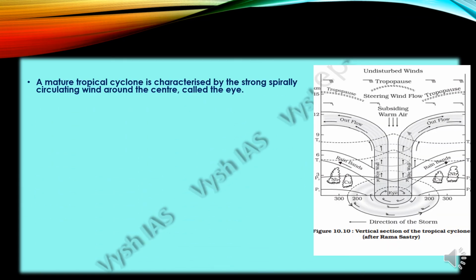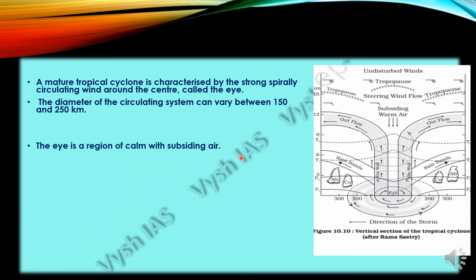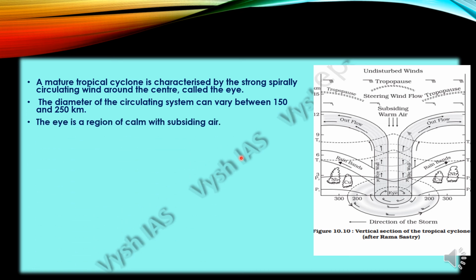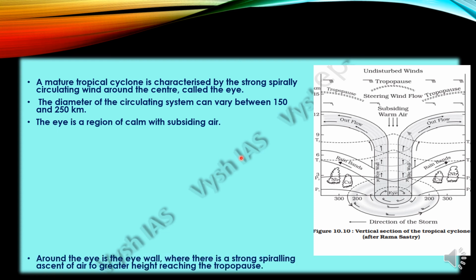So a mature tropical cyclone is characterized mainly by strong spirally circulating wind around the center, which is called the eye, as you can see in the picture over here. The diameter of the circulating system can vary between 150 to 250 kilometers, and the eye is the region of calm. It will be very calm and it will have subsiding air. Around it only, the powerful cyclone will take place.